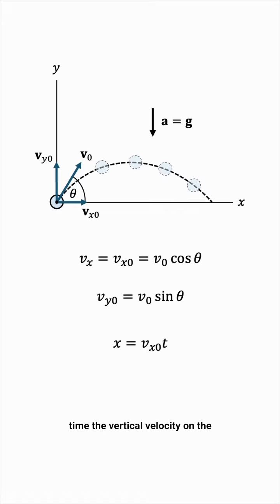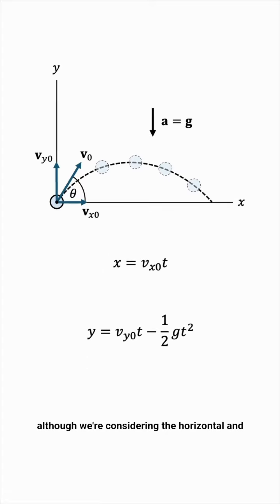The vertical velocity, on the other hand, is continuously changing due to the vertical acceleration, so we're going to need a kinematic equation to represent y as a function of time. Again, the vertical acceleration is negative g, and this gives us the equations for y and x. Although we're considering the horizontal and vertical motions separately, they're not disjoint. They're joined together by the time t, because it's the same journey.